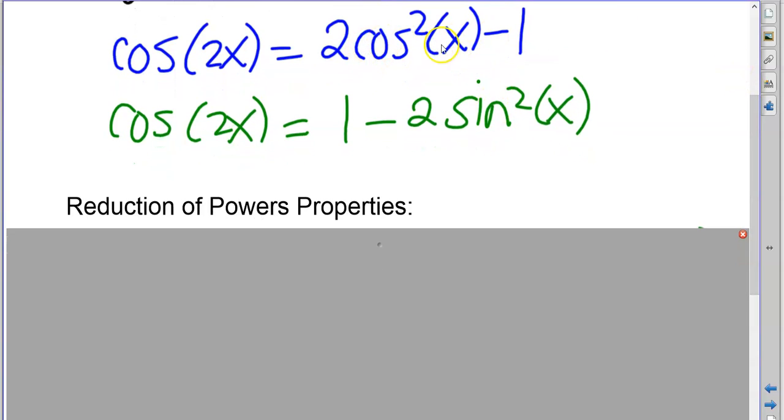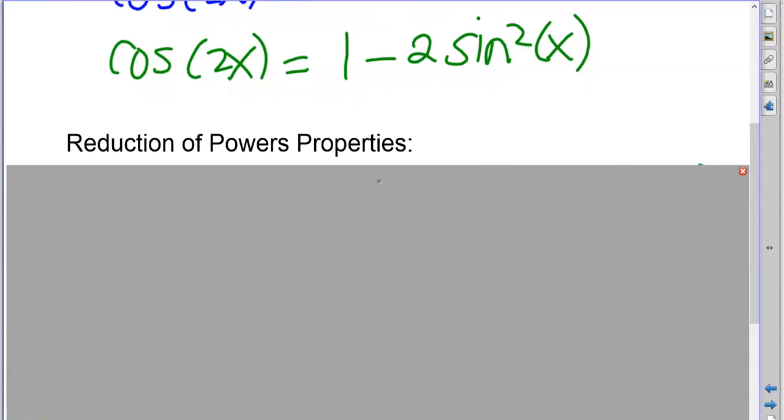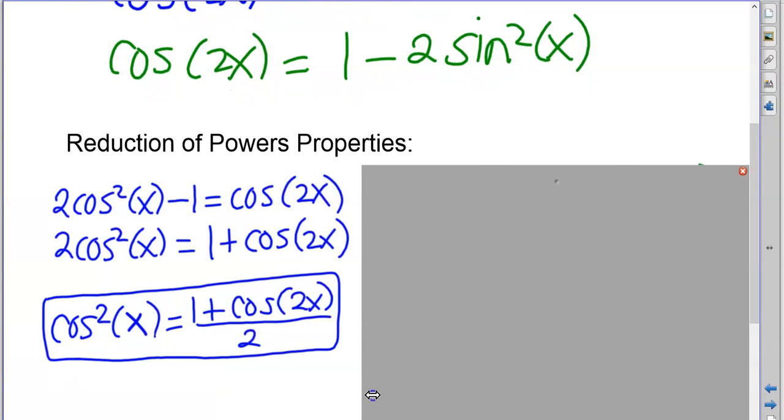Notice they both have a squared cosine of 2x, and then they have one squared term in them as opposed to the first, which had two squared terms. So I'm going to be looking first of all at the blue one, and I'm going to be solving the blue equation for cosine squared of x. I'm going to be solving the green equation for sine squared of x. So let's take a look at the blue one first.